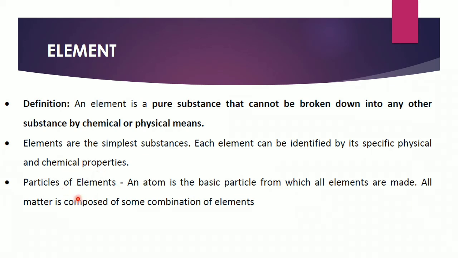The particle of an element is an atom. So an element is made from one type of atom. And matter means everything around us, which can be made from one element or a combination of elements.